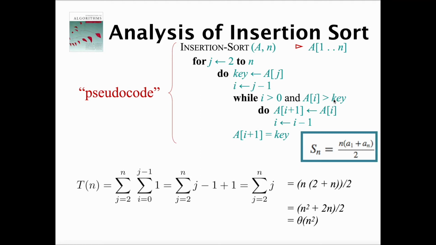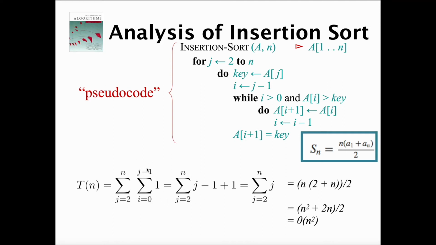Okay, so the next thing to do is to set up the summation, and the summation is by checking the bounds of the for loops. So the first loop is for j equal to 2 up to n, and then the second loop is for i equal to 0 up to j minus 1. And then the count of basic operations inside the loop is just 1 because we needed one comparison.